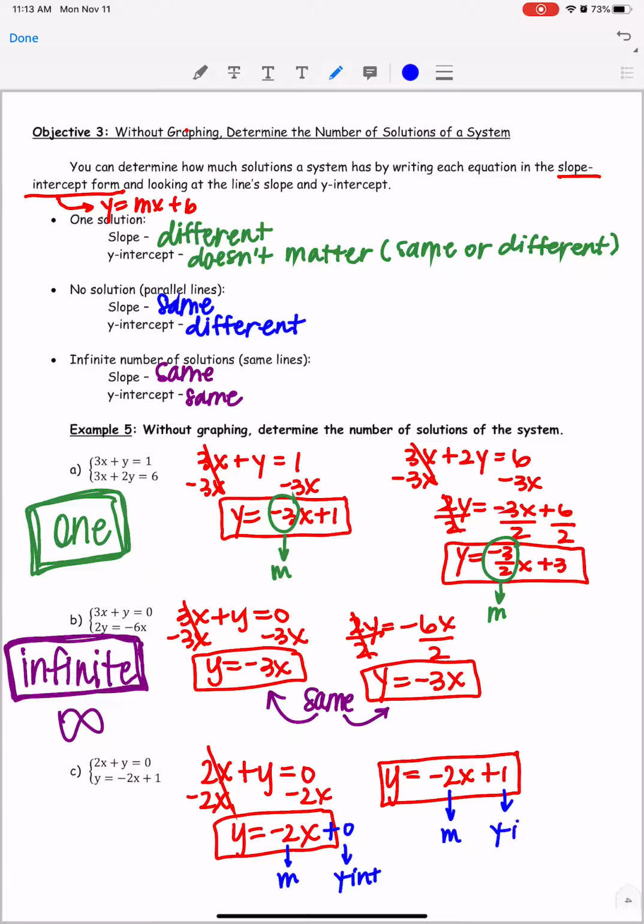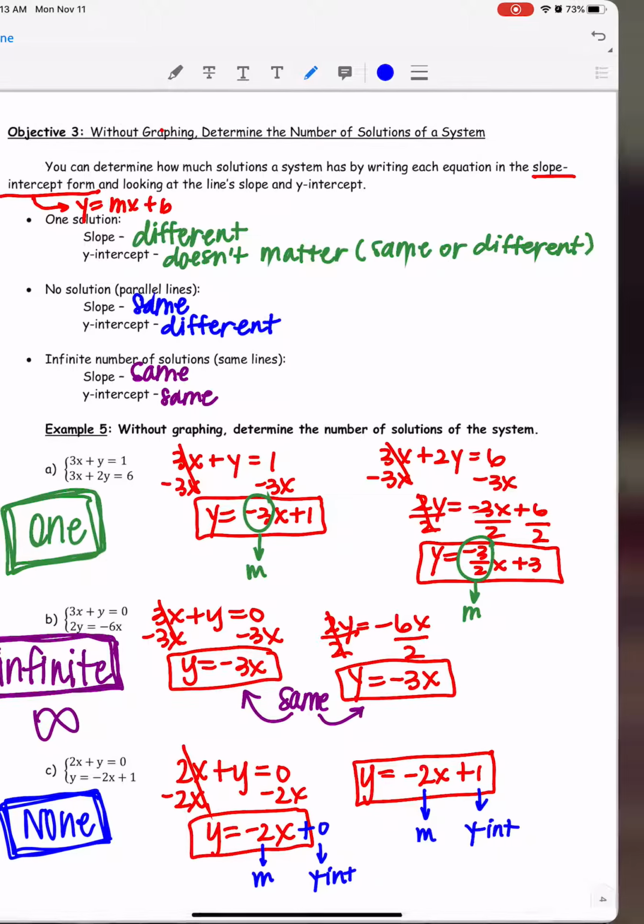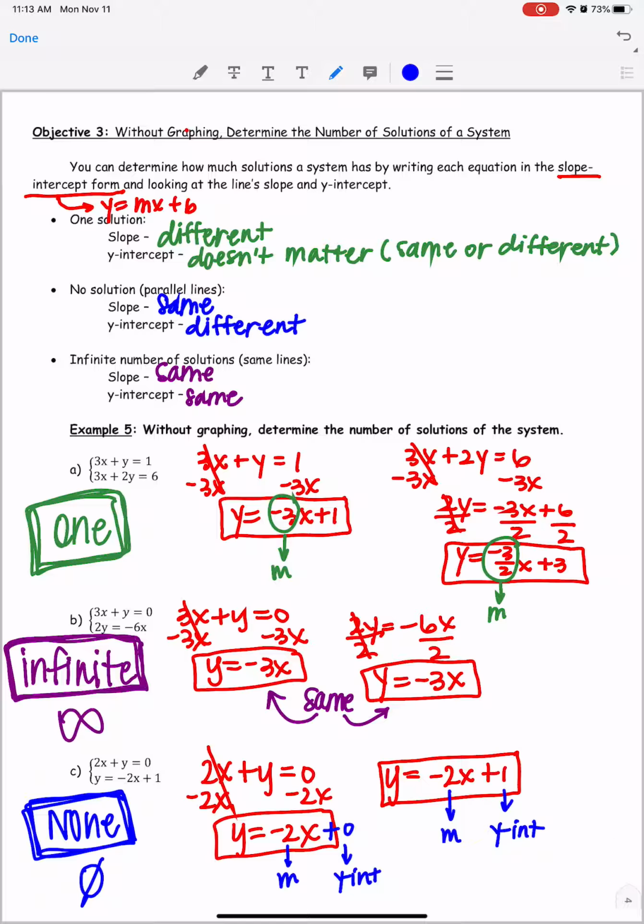Because they have the same slope, but different y-intercepts, these are your parallel lines, right? They're rising and running at the same rate, but they're starting in different places. So this one is your no solution. And again, my math lab may use the symbol for that, which is a 0 with a slash through it. That means it's an empty set.